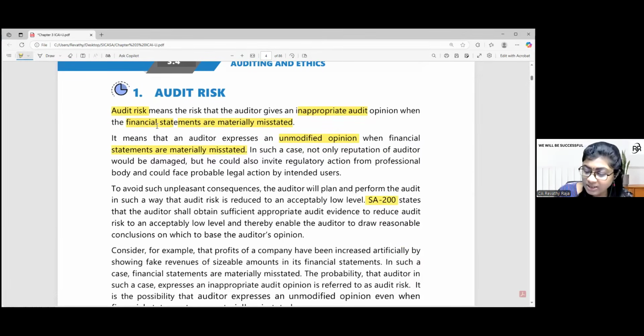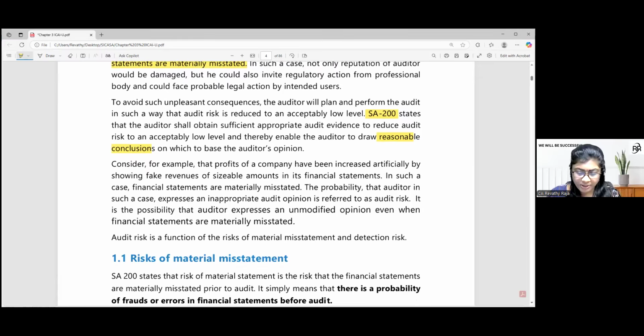Then we linked with SA 200. Don't you remember? Auditor can give only a reasonable conclusion. We linked inherent limitation. Audit risk will always be there. Inherent limitation, SA 200. Same only they have repeated. Then, didn't we put a definition? Audit risk is equal to ROMM into DR. Didn't we put that formula? Okay, that's the first page.